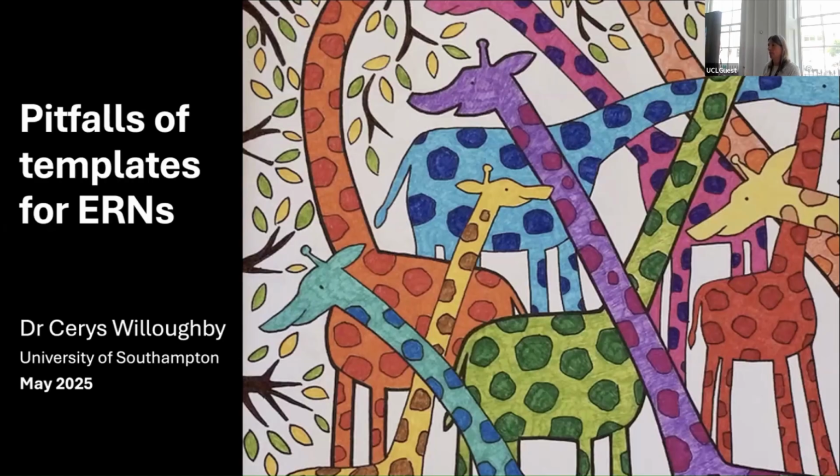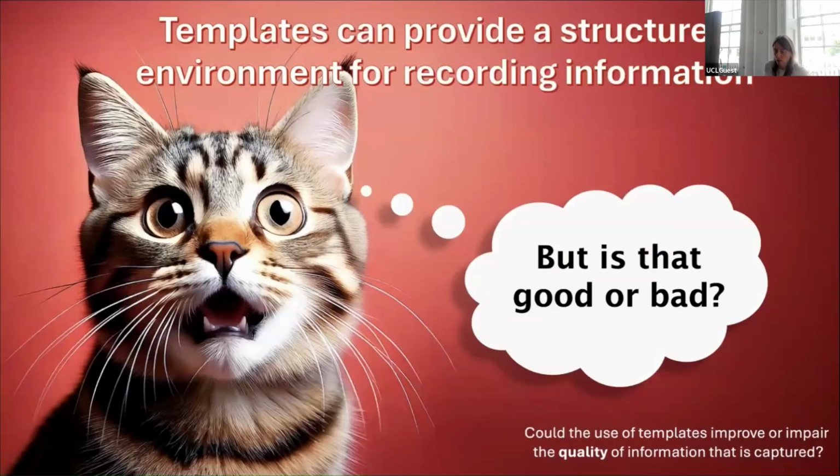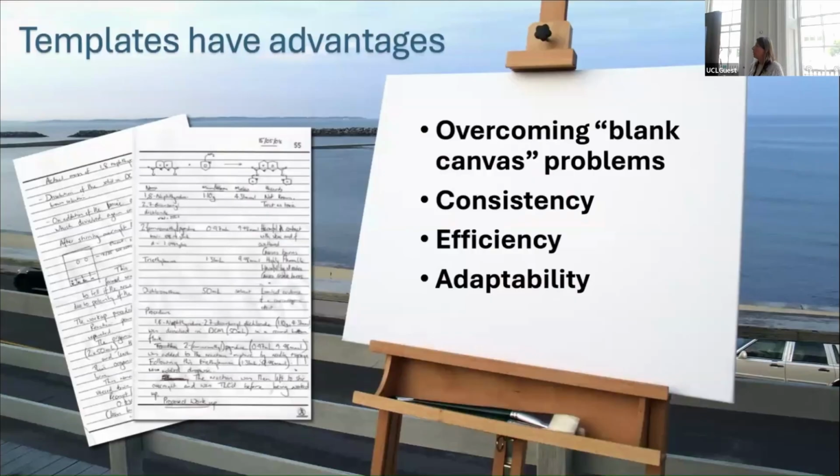So the question I had for myself was, how do researchers behave and how do different interfaces potentially affect what information they record? So templates provide a structured environment for recording information, but is this good or bad? You'll gather from the talk that it's not all good, but particularly looking at how it affects the quality of the information that people capture. Okay, so let's look at the good part first.